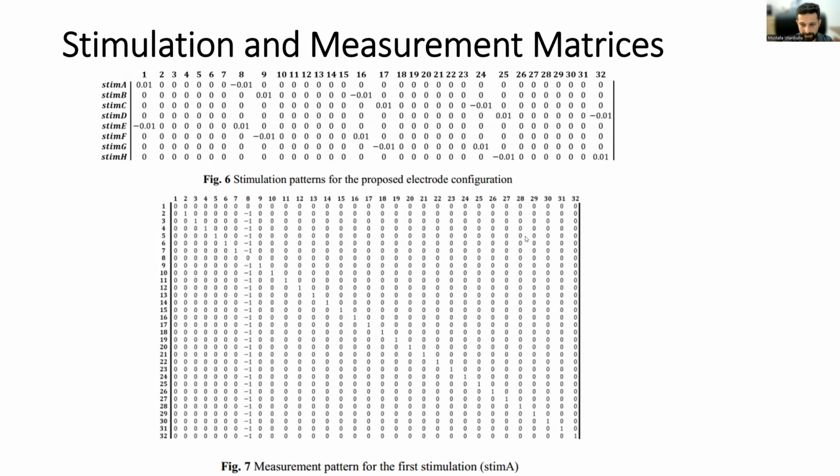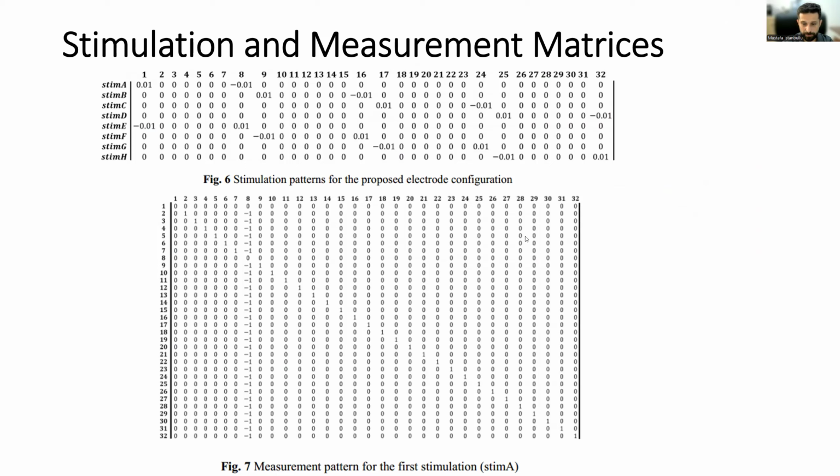The zeros in the remaining entries of the stimulation A row signify that no current is injected through the corresponding electrodes. Similarly, for the stimulation B configuration, current is applied between the 9th and 16th electrodes. This pattern continues for all measurement configurations, each corresponding to a unique pair of electrodes with a 10 milliamps AC current injection.